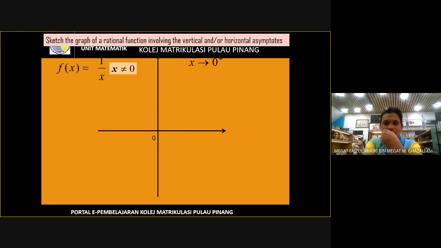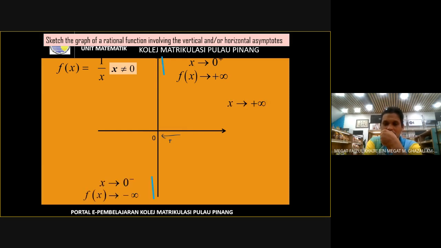So x approaching 0 from the right. X approaching 0 from the right. X approaching 0 from the right, and then f(x) approaching positive infinity. Okay, from the right here, the value of y is getting bigger and bigger.